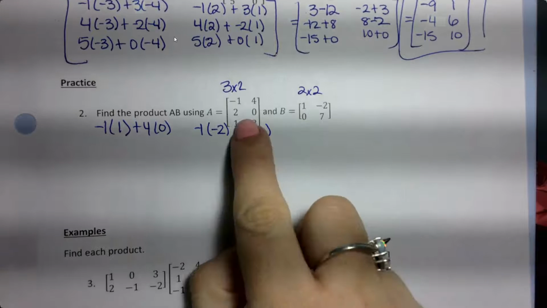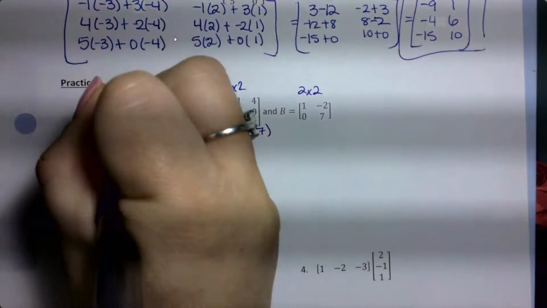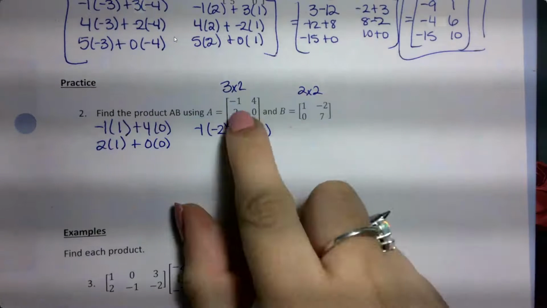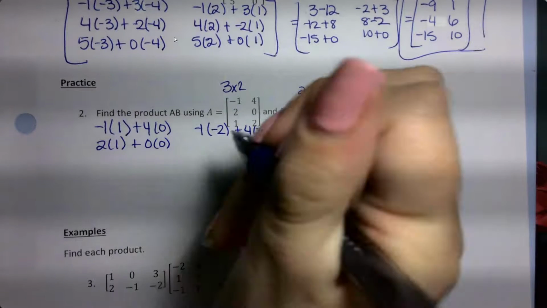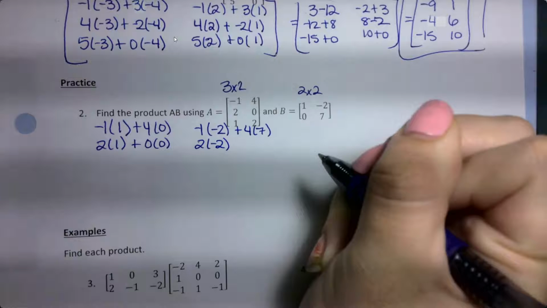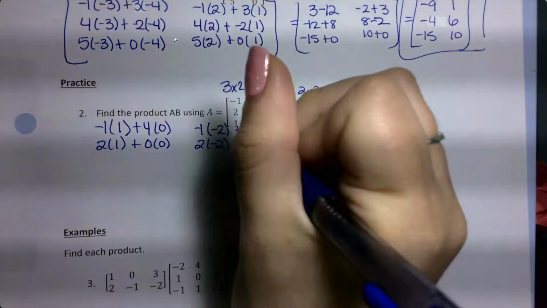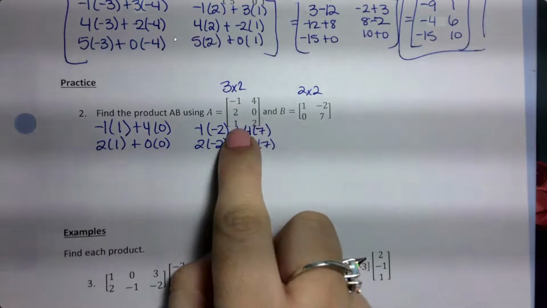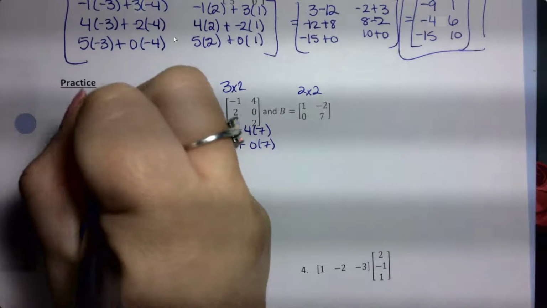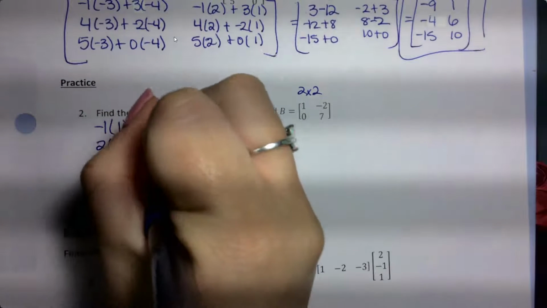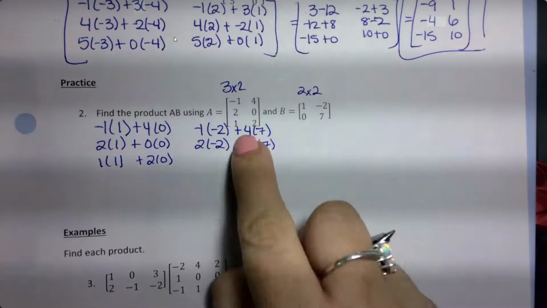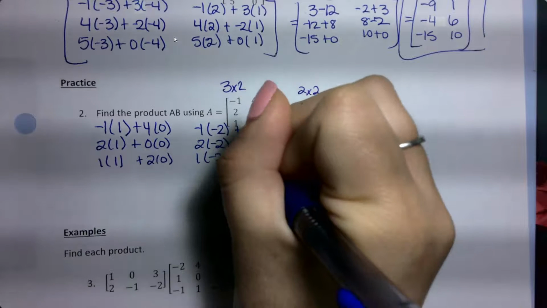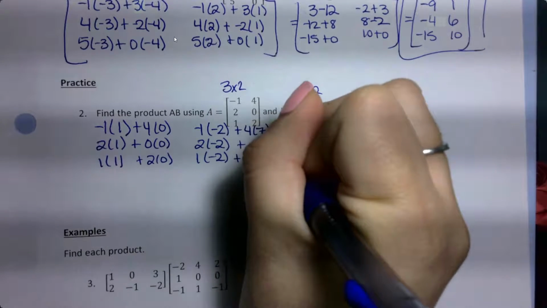Then I'm going to take my second row, first column. I have 2 times 1 plus 0 times 0. Then I have second row, second column. I have 2 times negative 2 plus 0 times 7. Final row, first column, I have 1 times 1 plus 2 times 0. Third row, second column, I have 1 times negative 2 plus 2 times 7.